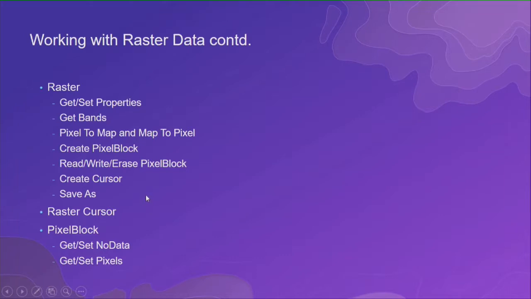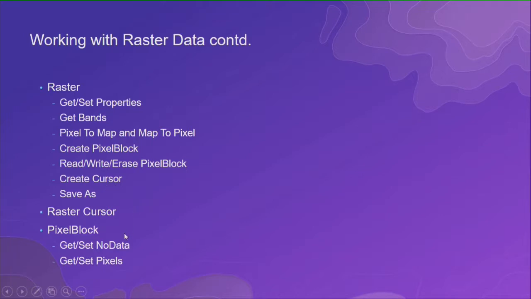What this does is allow you to define the size of the pixel block that you want to read, and you can then read successive pixel blocks from your raster until you reach the end. You don't have to worry about whether you're at the end of the row, or the end of the column, or the end of the raster. The raster cursor takes care of all that for you. Last but not least, once you've made all your changes, you can use the SaveAs method to save the raster out as a different raster dataset or a different image.